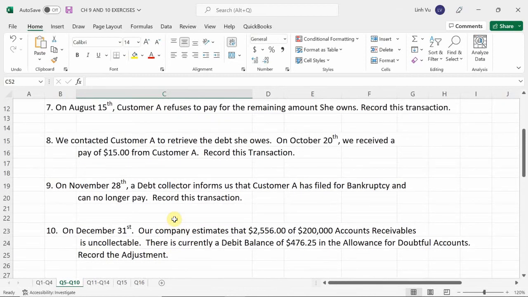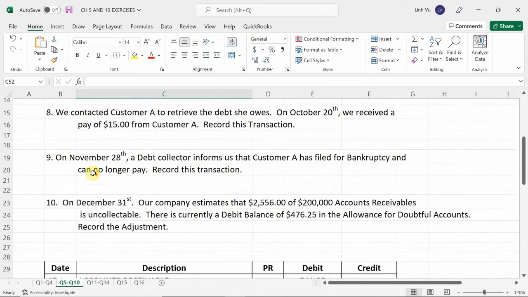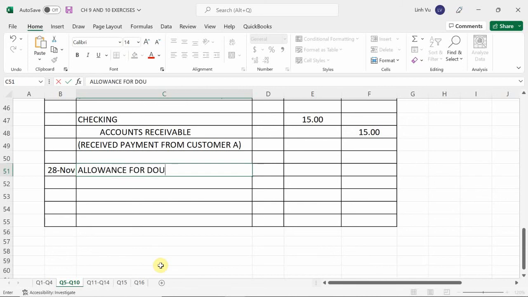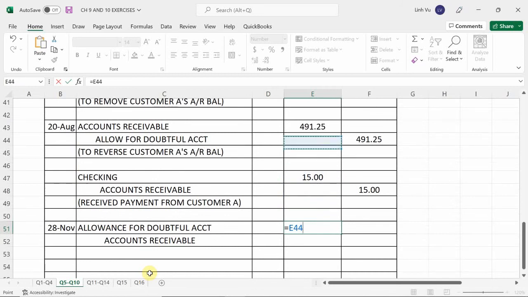All right, number 9. On November 28th, okay, a debt collector informs you that customer A has filed for bankruptcy and can no longer pay. Record this transaction. Okay, it's going to be allowance for doubtful accounts and accounts receivable. Good, because now we definitely know we're not going to ever get paid. So therefore, I need to freeze customer A's account. Now, how much? Go ahead. $476.25.